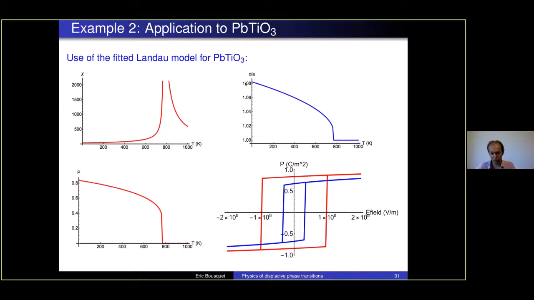Here, this is the tetragonality of the cell, the C over A ratio of the cell parameters. You find that at the critical temperature, it jumps to a non-zero value and then evolves as a square root with respect to the temperature. The same for the polarization that you can compute from your model: it jumps at the critical temperature to a non-zero value and evolves with a square root dependence.